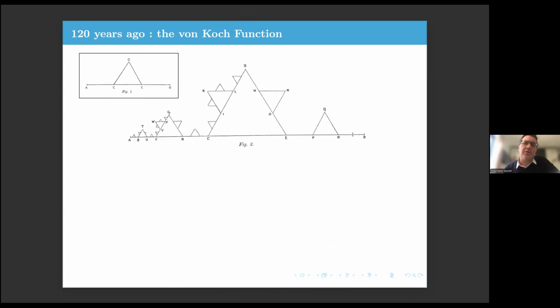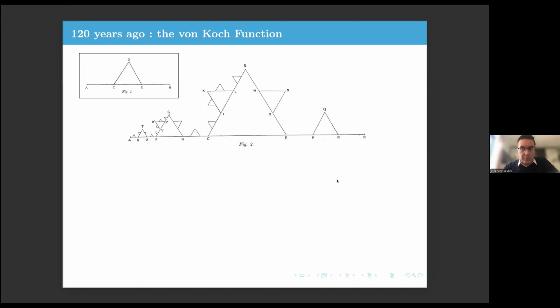So this is the snowflake. You know how it works. You take a segment, you cut it in three, and you replace the middle third segment by two sides of an equilateral triangle, and you repeat the process. So every time you have a segment, you add a triangle whose height is a fixed proportion of the original segment, and you apply the process. So this is the Koch picture.